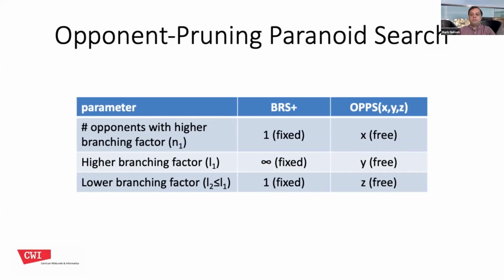So just to clarify, both L1 and L2 here are limits on the number of top-ranked moves as ordered by the static move ordering. For example, L1 equals 8 means that the first group of opponents can choose from the 8 highest-ranked moves. As you can see here, the existing BRS+ is simply a special case of OPPS, with fixed parameters 1, infinity, and 1. By varying these three parameters, however, OPPS can more smoothly adapt both its degree of tree pruning as well as its degree of paranoia, or flexibility of the opponent coalition, to whatever works best in the domain at hand.